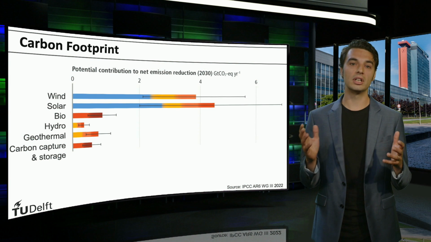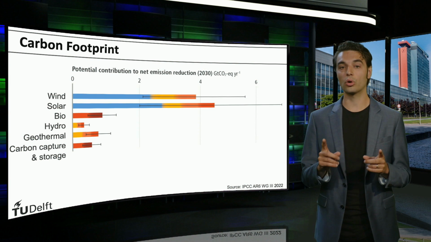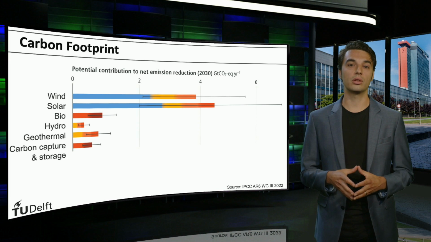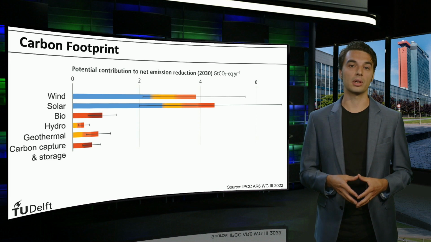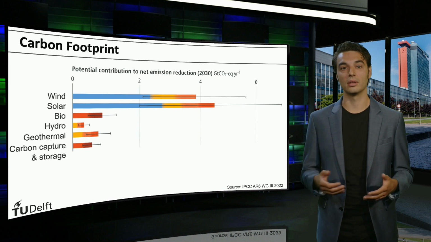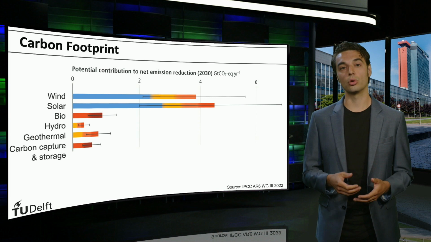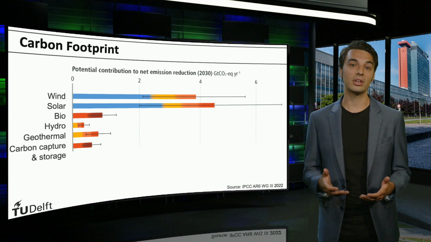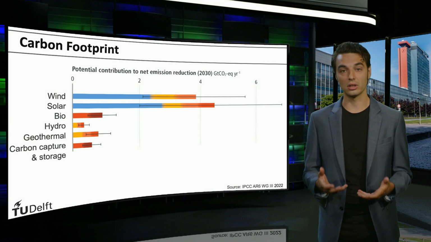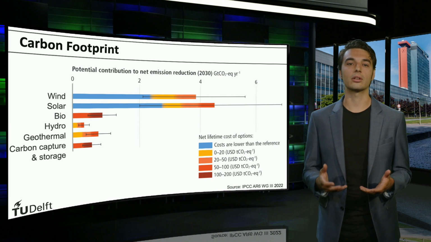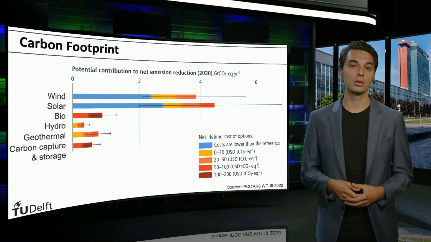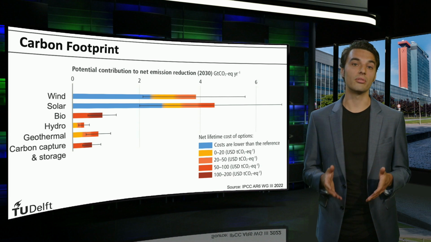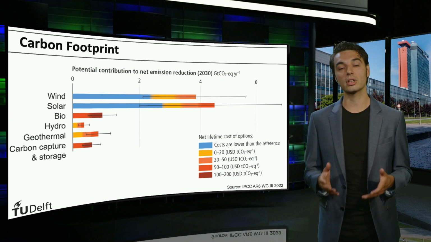Finally, we compare renewable technologies using a slightly more complex metric from the 2022 report from the Intergovernmental Panel on Climate Change, or the IPCC. This metric shows the potential reduction in greenhouse gas emissions by implementing a certain renewable energy technology. The colors indicate the costs of implementing the technology. Both are determined in reference to currently implemented technology.